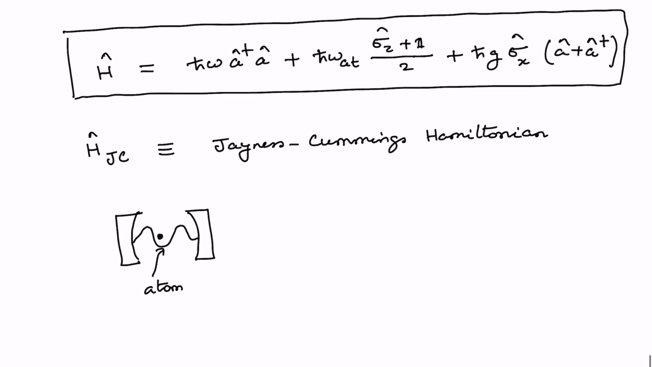However, in our case we are going to study it in the context of a superconducting qubit or superconducting two-level atom, and we are going to discuss this Jaynes-Cummings Hamiltonian in somewhat greater detail in the next lecture. Let me stop here for today.